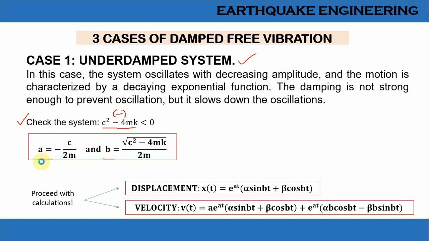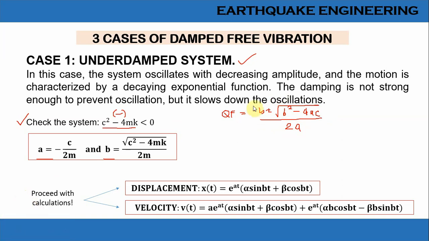Okay, where your a is equal to negative c over 2m and b is equal to the square root of c squared minus 4mk over 2m. Now, how did we arrive at this formula? This formula for a and b is derived from what we call the quadratic formula. What is the quadratic formula again? It's negative b plus or minus the square root of b squared minus 4ac over 2a. Then, they are just separated term by term.